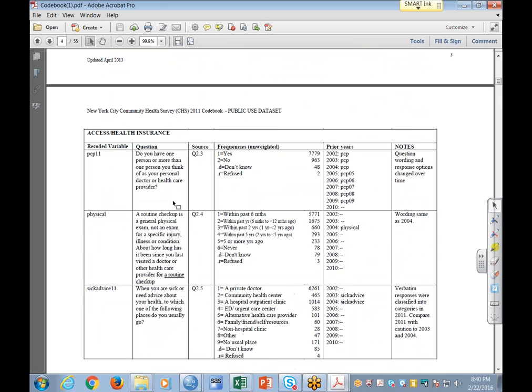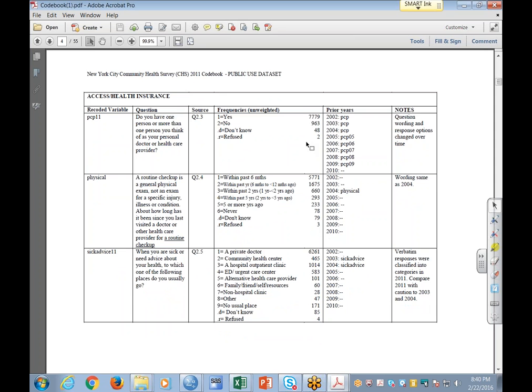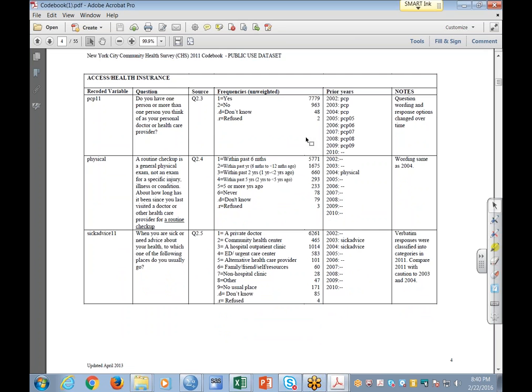Let's see. Do you have more than one person you think of as your personal doctor, right? A lot of people don't have a personal care physician, right? Some, in fact, 963. However, most of the people in this survey that answered this question said that, yeah, they have somebody they consider a personal care physician. I'm kind of surprised that number's that big, right? Because I'm sure, especially you younger people, you probably don't go to a doctor much, I would think, right? Especially males probably don't go to a doctor that much.